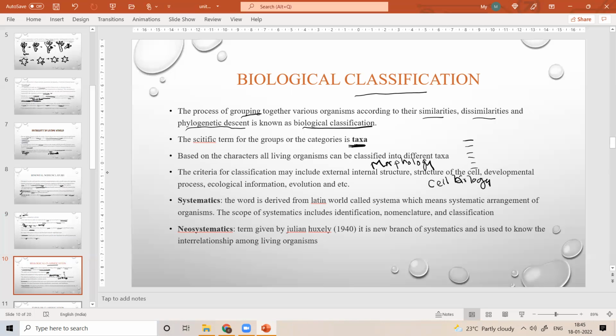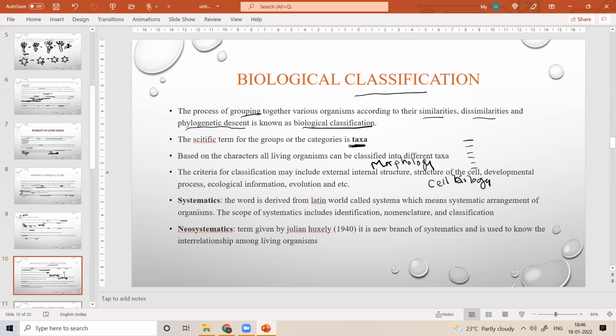And ecological information. So what habitat do they belong to? That kind of thing will also be considered to classify the biological systems. And here evolution, that means how the organism evolved from its ancestors. It may possess some differentiating characters so that it will evolve into an individual species. That kind of information will also be considered to understand its classification.